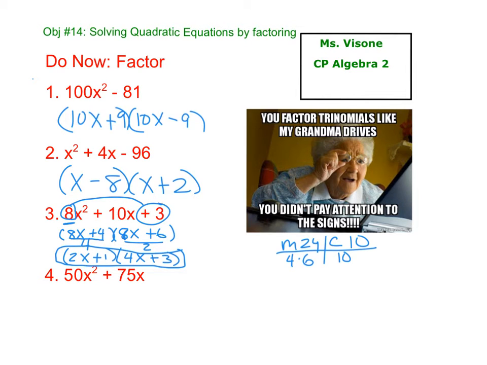All right, this last one is just a regular GCF. So let's see, the GCF here is 25x. So we get 2x plus 3 in parentheses, 25x on the outside. And that's our review of factoring.